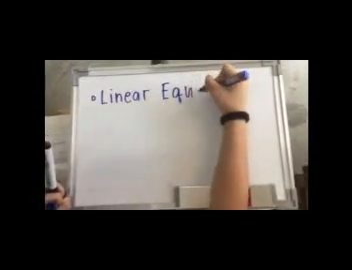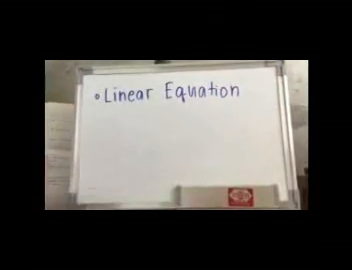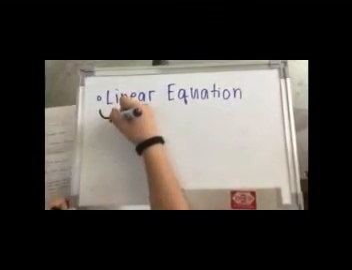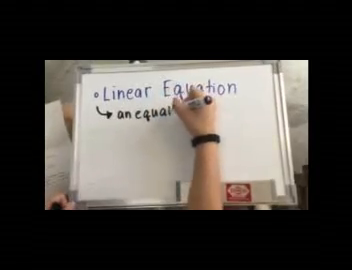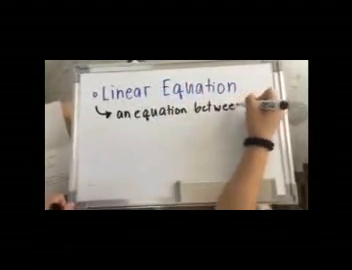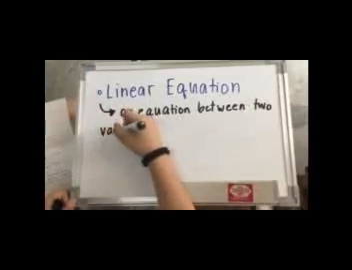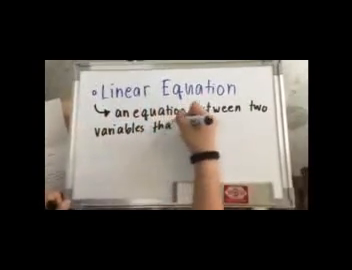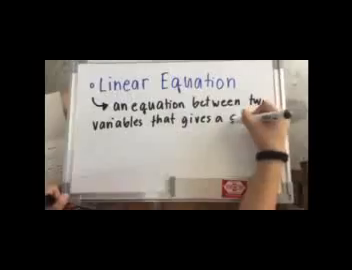Today, I will teach you these different forms, but before we start, what is a linear equation? A linear equation is an equation between two variables that gives a straight line when plotted on a graph.